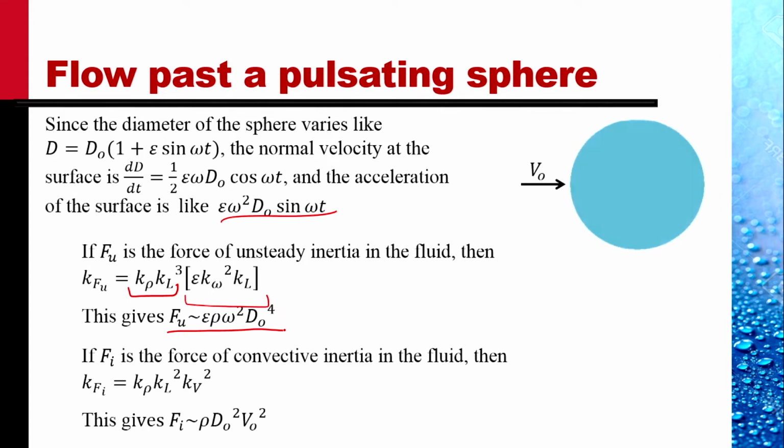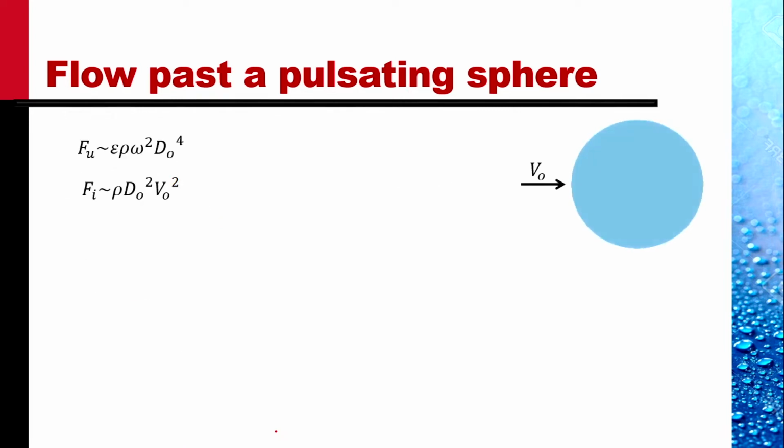If Fi is the force of convective inertia, then Fi is K rho KL square Kv square. This we have obtained a number of times earlier. So this gives you Fi is like rho d naught square V naught square. So the unsteady force is this, and the inertia force of convective acceleration is this.